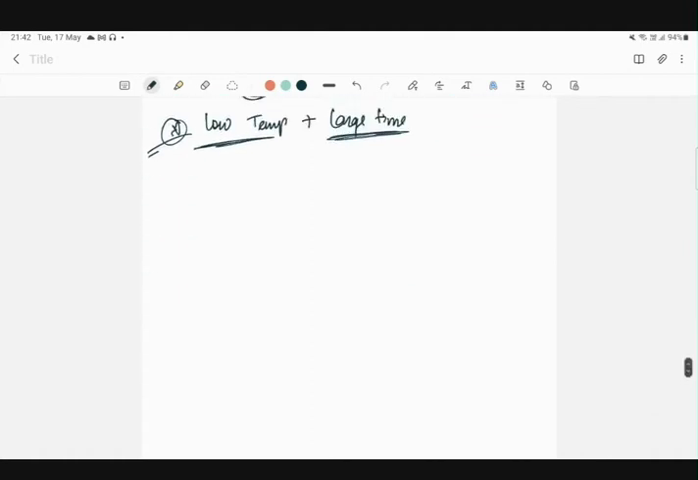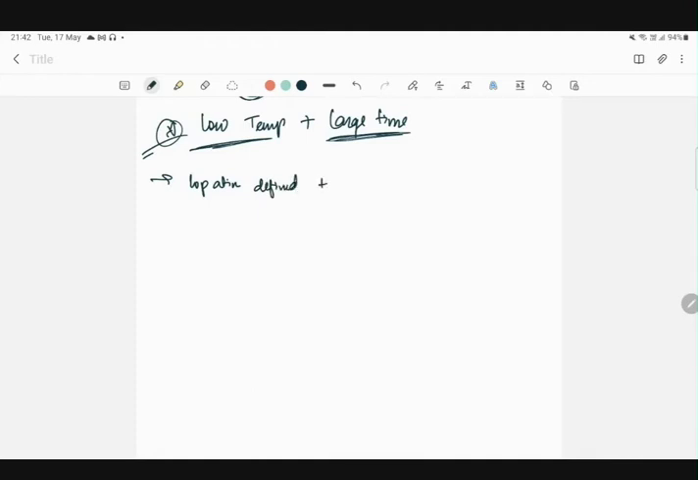Okay, done. Moving on to the Lopatin's factors. So write down: Lopatin defined two factors.